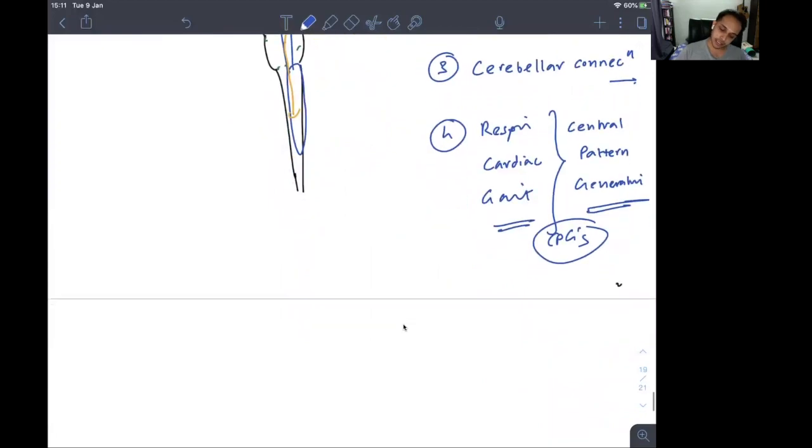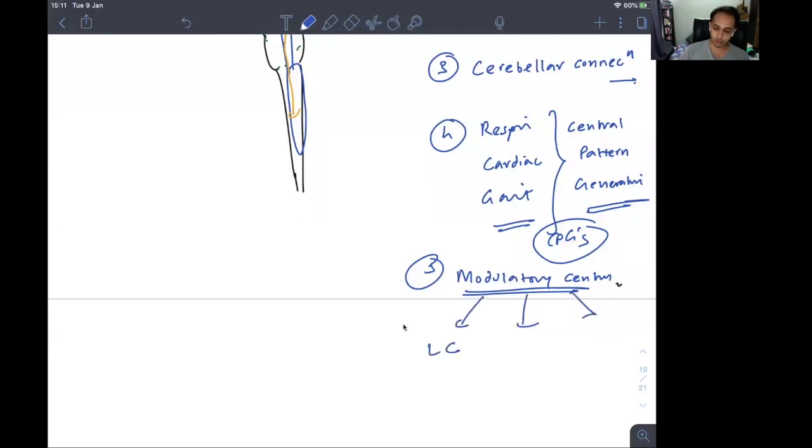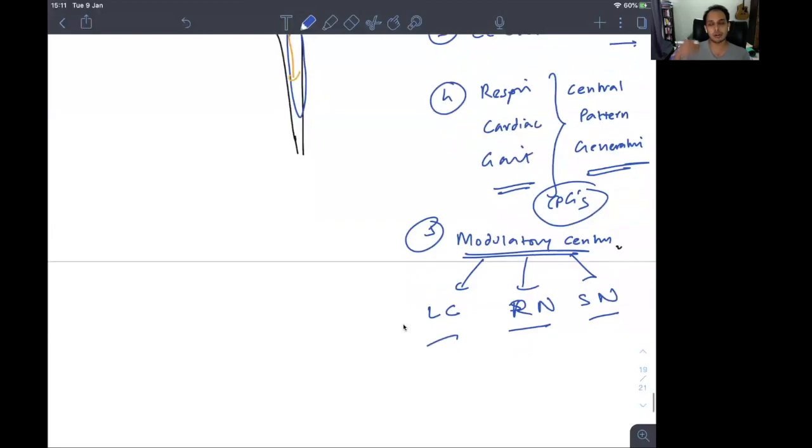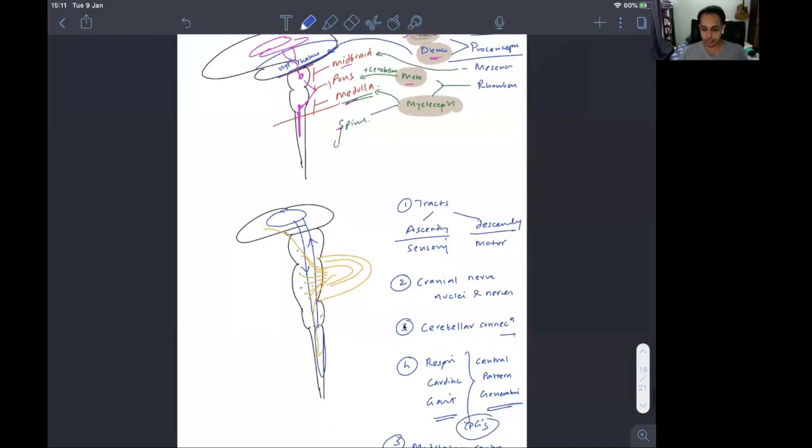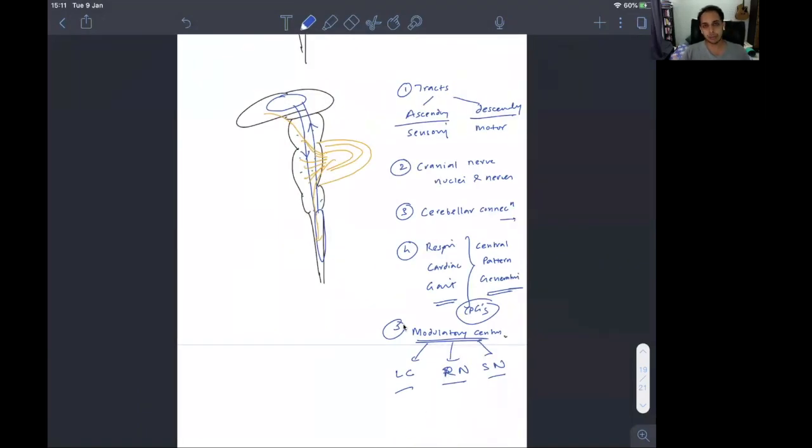And finally, you have your modulatory centers. When I say modulatory centers, I mean the centers that control all your hormones. So you have your locus coeruleus, your raphe nucleus, and substantia nigra. These are all different centers in the brainstem that control your limbic system and your cortex. They release norepinephrine, serotonin, and dopamine. So these are the overall structures in the brainstem. If there is a brainstem lesion, any one of these may be affected.